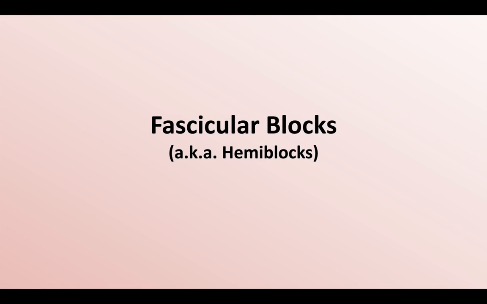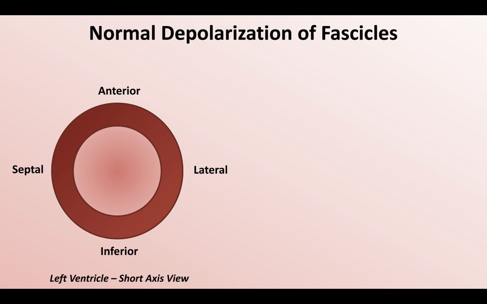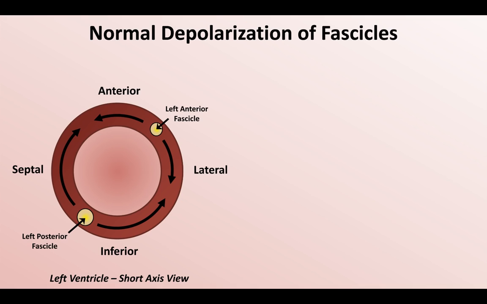Next are the fascicular blocks, occasionally referred to as hemiblocks. To understand the EKG changes seen with fascicular blocks, I'll be referring to this diagram, a schematic cross-section of the left ventricle, the classic short-axis view. And here are the approximate locations of the anterior and posterior fascicles within the myocardium. Normally, depolarization spreads circumferentially from both at the same time, such that the net depolarization vector is partially cancelled.